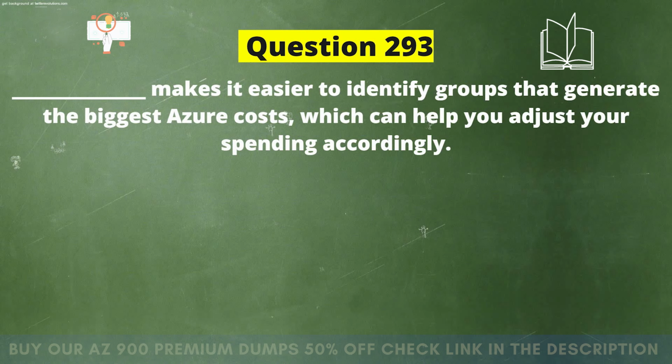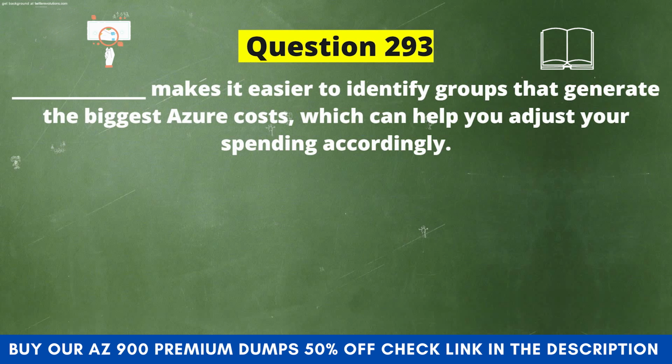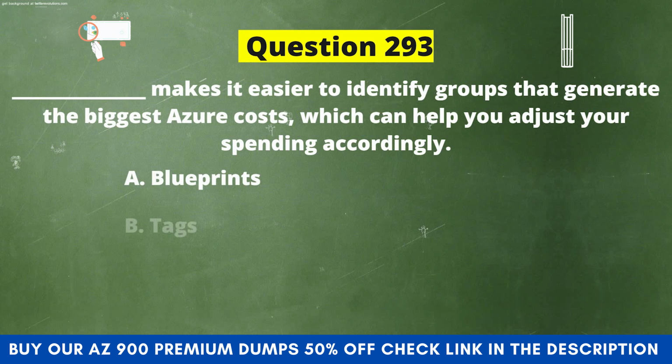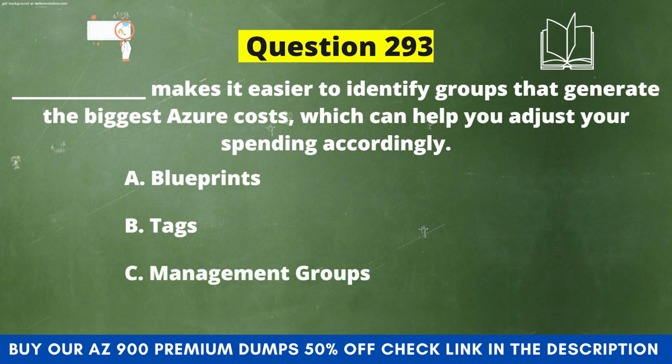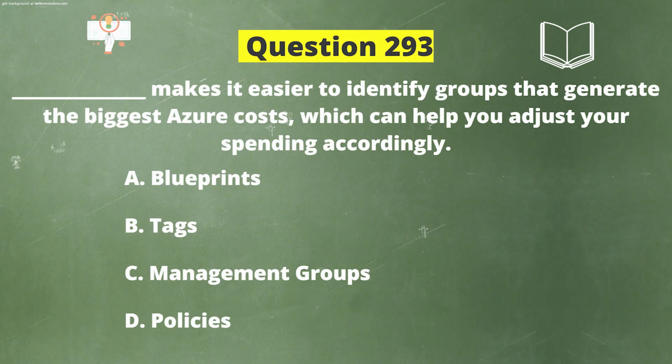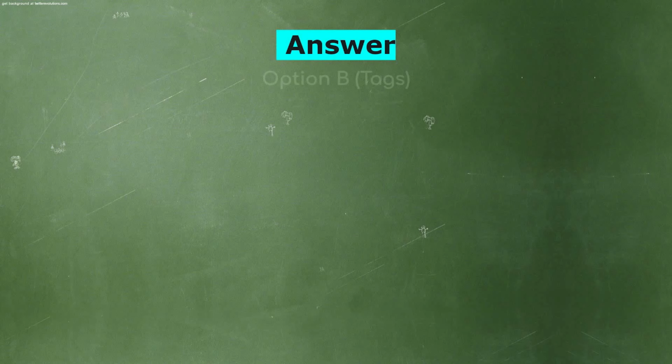Next question. Dash makes it easier to identify groups that generate the biggest Azure cost, which can help you adjust your spending accordingly. And the options are: A. Blueprints, B. Tags, C. Management groups, D. Policies. And the correct answer is option B.